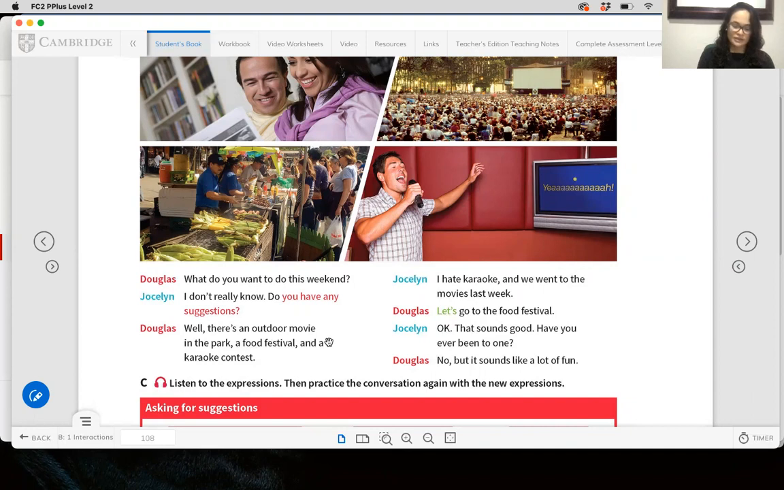The first suggestion that Douglas gives is an outdoor movie in the park. And then the second one, he says a food festival. And the third one, he mentions a karaoke contest. So he's giving her three suggestions of things that can be done. And then Jocelyn tells him, I hate karaoke, ya malo. So option number 3, thank you, bye. It doesn't work. And then Douglas says, let's go to the food festival. So you don't like karaoke, but we have 2 more options. Let's go here. And so she says, well, that sounds pretty good.